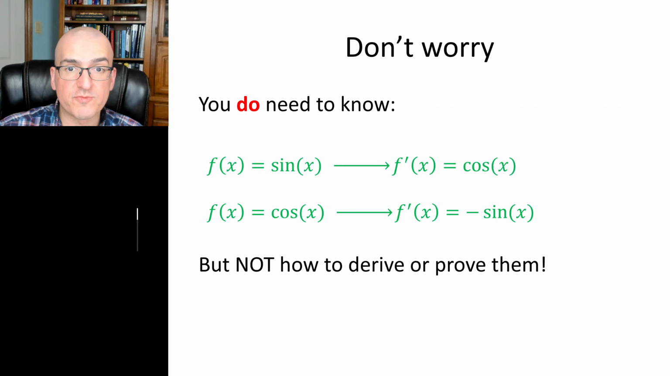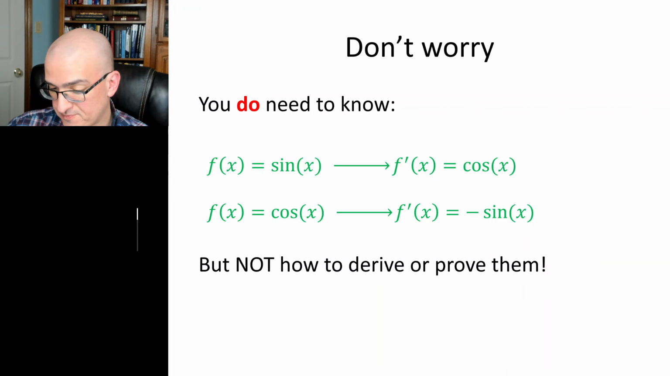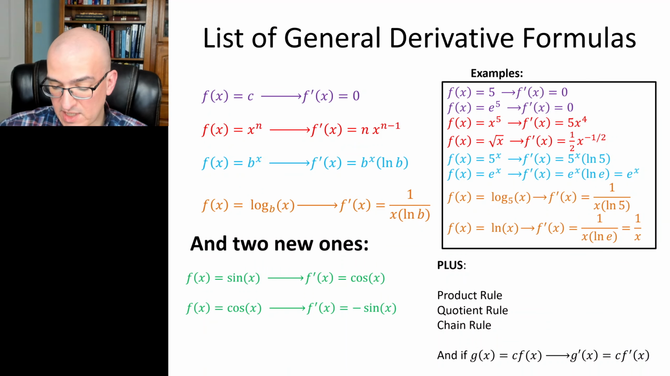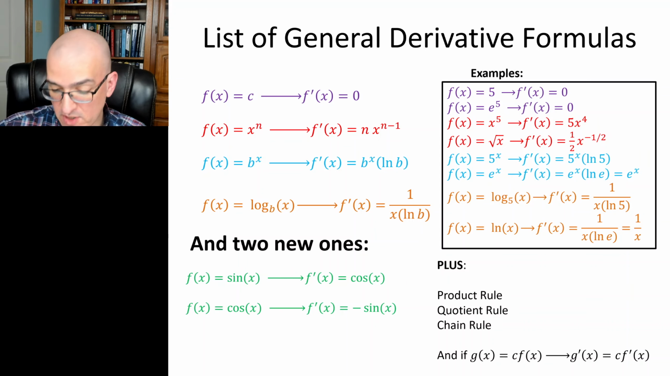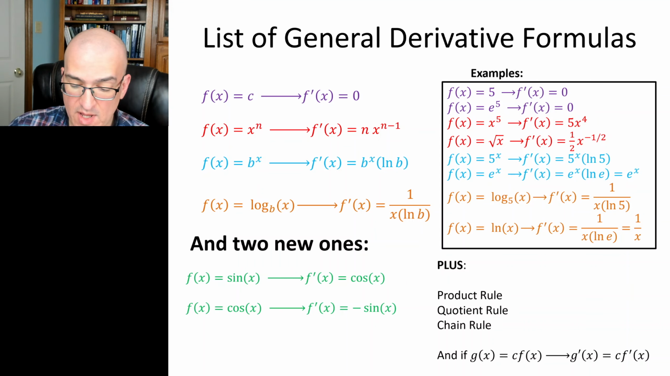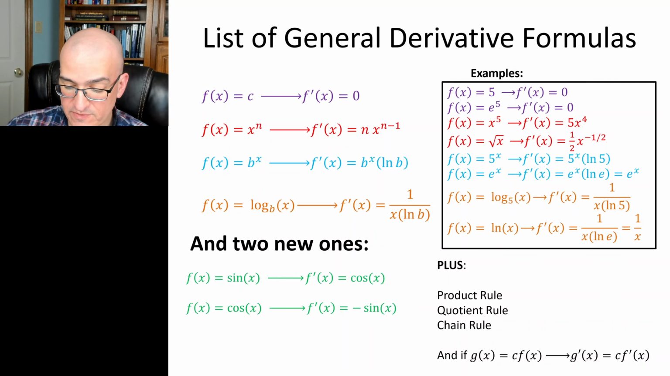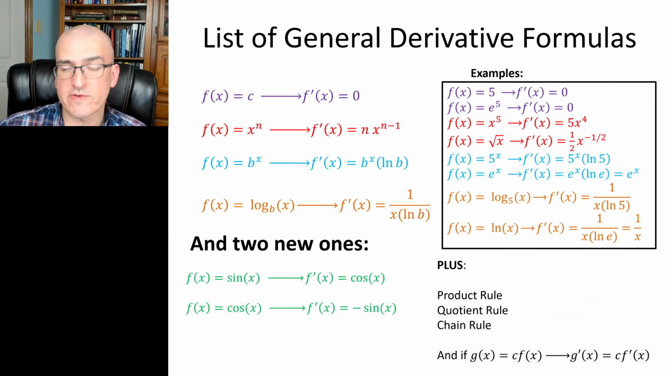So you don't need to know those proofs, but you do need to know the results. You need to know these formulas. What this gives us is an addition to our existing formulas for derivatives. We have derivatives of constants being 0, derivatives of power functions following the power rule, derivatives of exponential functions following the exponential derivative rule, and derivatives of log functions following that log derivative rule.